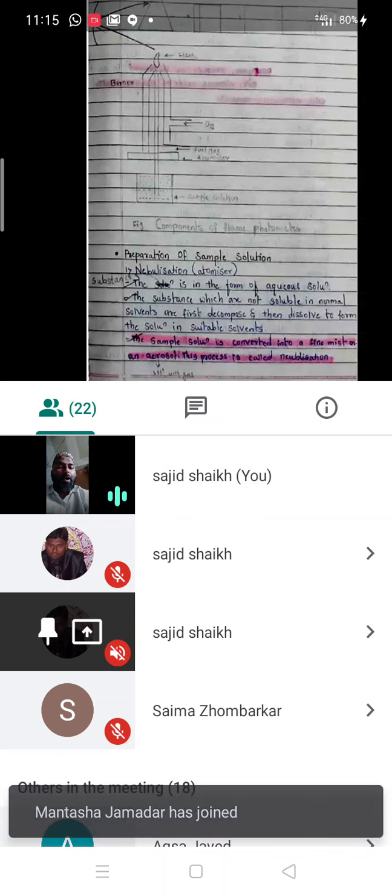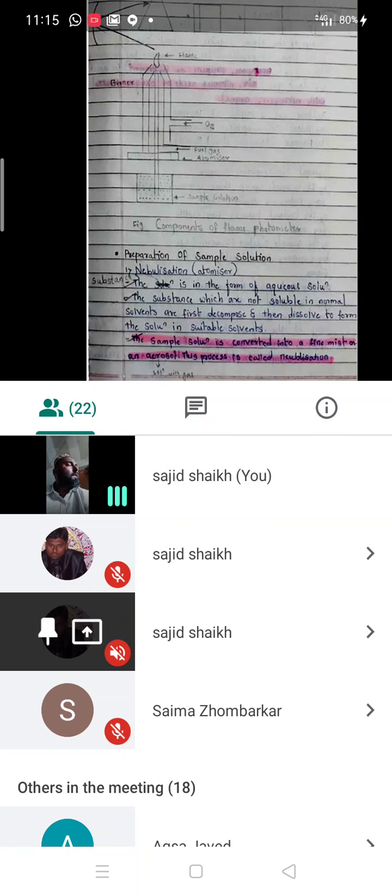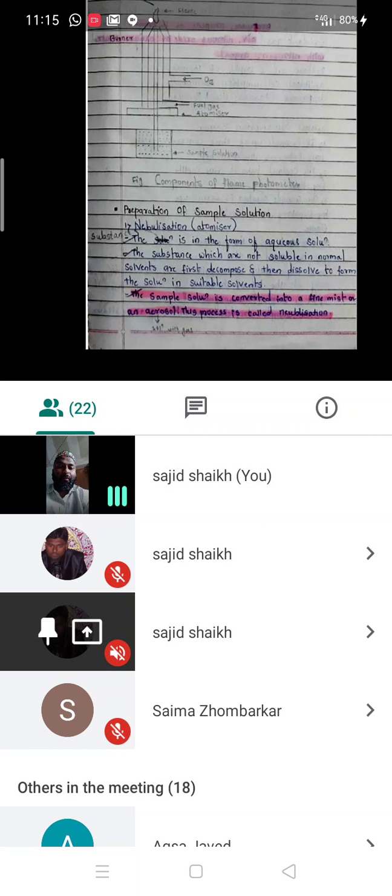The method used for preparation of the sample solution is called nebulization or atomization. The basic requirement is that the substance should be in the form of an aqueous solution. Substances which are not soluble in the normal solvent are first decomposed and then dissolved to form a solution in suitable solvents. Then the sample solution is converted into a fine mist or an aerosol. This process is called nebulization or atomization.